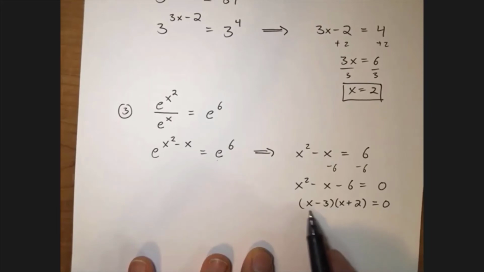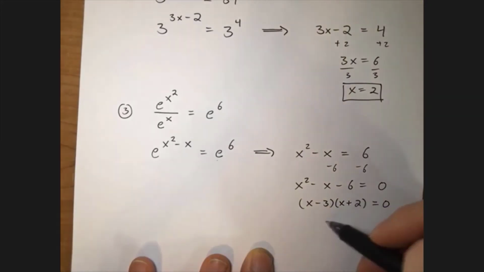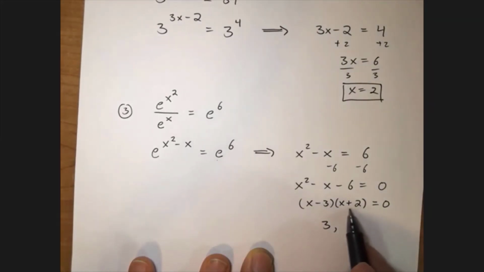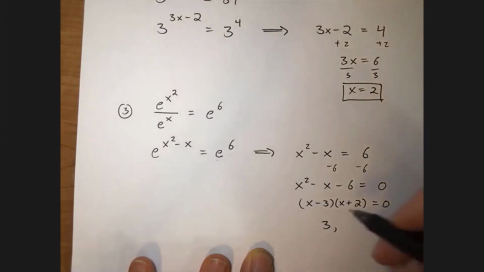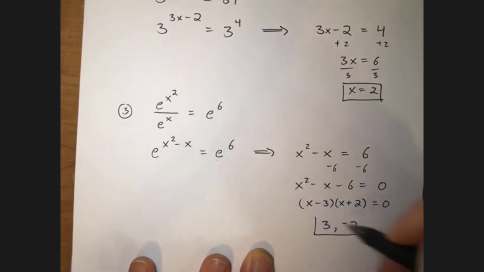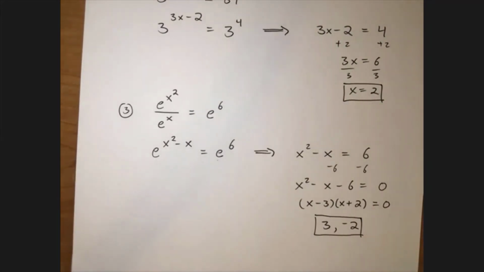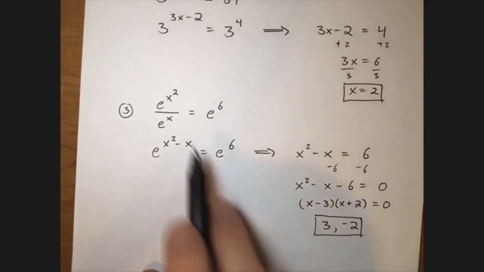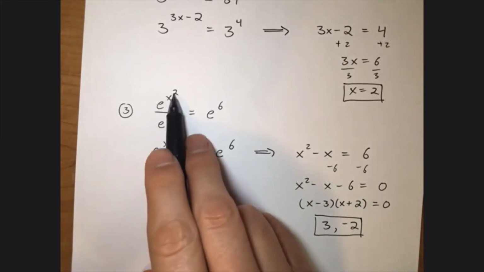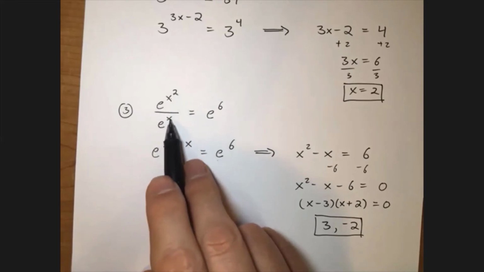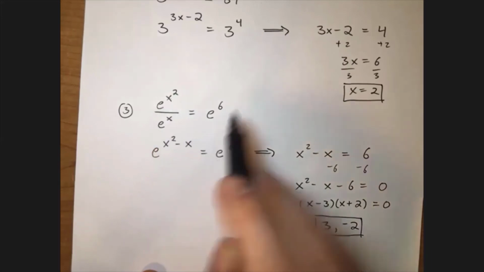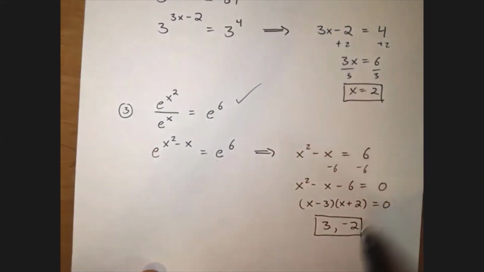And our two solutions just pop right out, right? The thing that makes this 0 is x equals 3. The thing that makes this 0 is x equals negative 2. So there are two solutions here. And you can check them out. If I plug 3 in here, I got e to the 9, because 3 squared is 9, divided by e to the 3. When I divide, I subtract the exponents. 9 minus 3 is 6. So that works. And what about the negative 2?